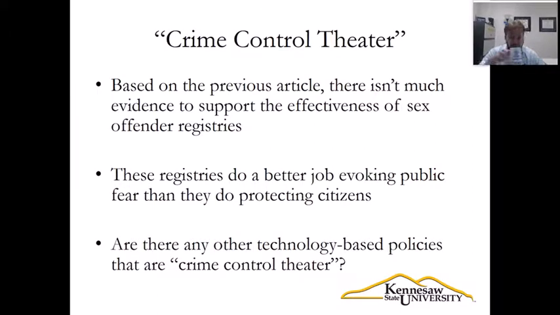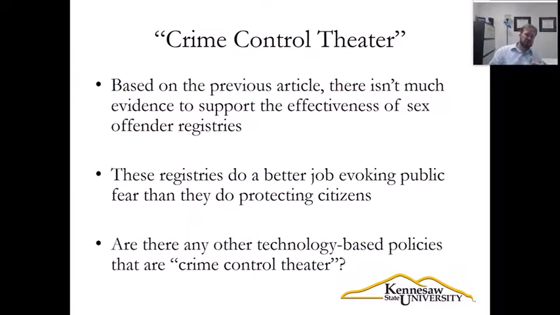So, based on this article, there isn't much evidence to support the effectiveness of sex offender registries. These registries do a better job evoking public fear than they do actually protecting citizens. Are there any other technology-based policies that are crime control theater? And I think that's what we're getting at when we look at maybe the Amber Alert issues.